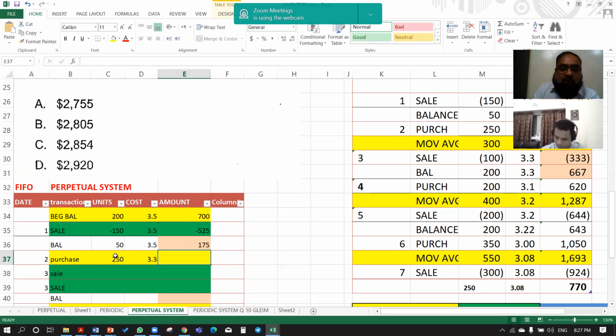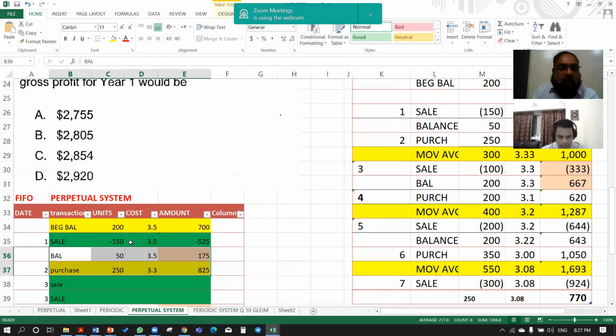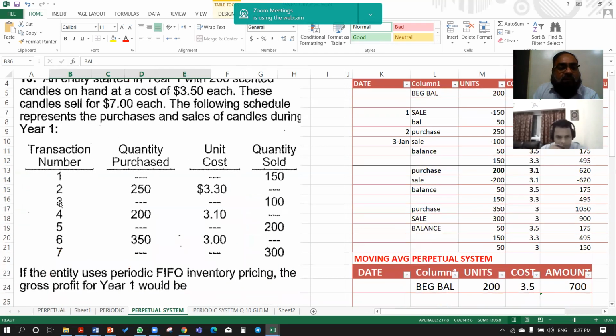Total value will be how much? 3.3 times 250 comes 825, right? So now we have two transactions here, two lots we have. One is the 50 units, the other is 250. What is the next transaction after number two, number three?